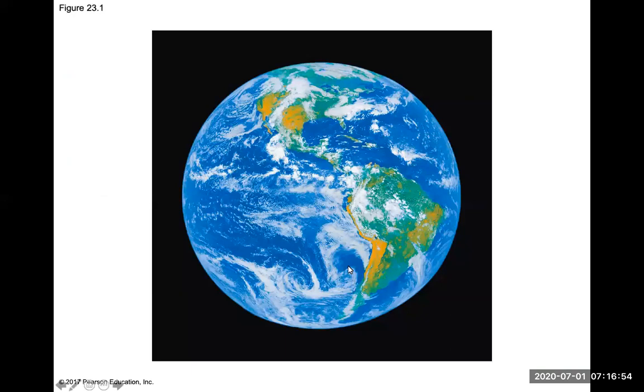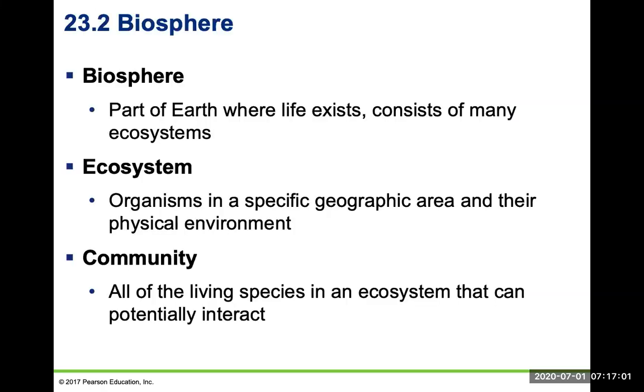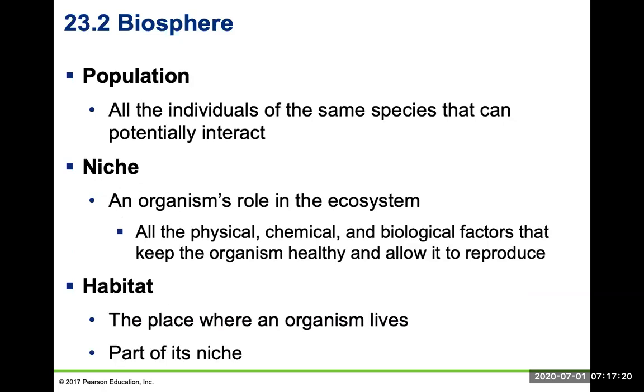So here's a look at our ecosystem of the Earth. You can see how it's mostly covered by water. A biosphere is a part of Earth where life exists, and it consists of many ecosystems. An ecosystem is organisms in a specific geographic area and their physical environment, and a community is all of the living species in an ecosystem that can potentially interact.